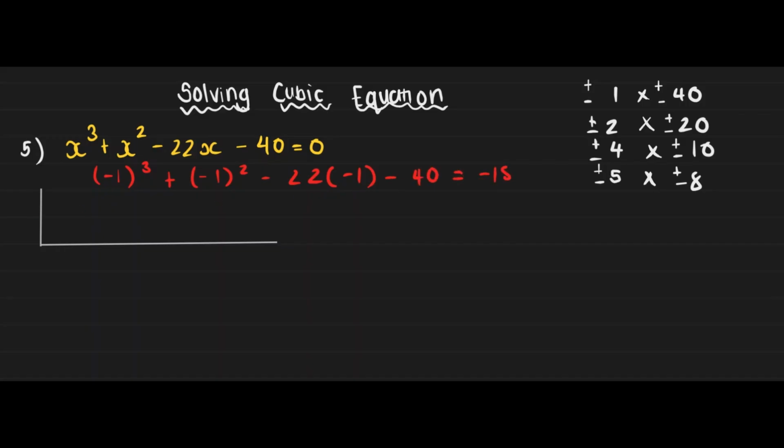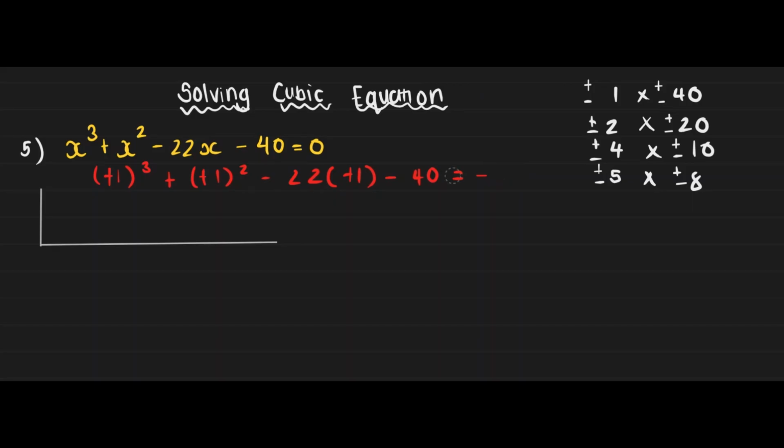Negative 18, right? So we see the fact that negative 18 is not equals to 0, so we need to try other factor, which is plus 1. See, it's plus or minus 1, so it's going to be plus 1 now. So let's try that. And with positive 1, what do we get? We get negative 60, which is not equals to 0. So we need to try other factors.